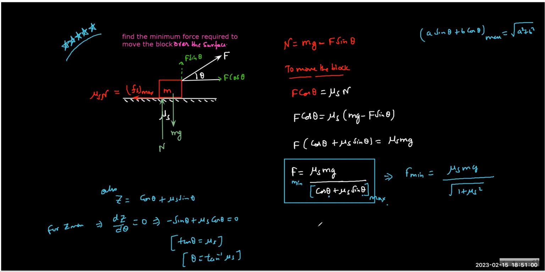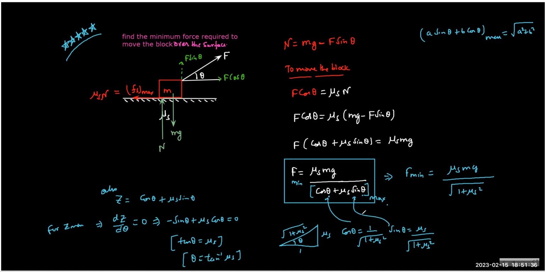If you draw a triangle and say this is theta, tan theta is mu s, which means opposite upon base is mu s over 1. Now from here you can get cos theta and sin theta, and if you substitute the cos and sin, you will get the same answer.